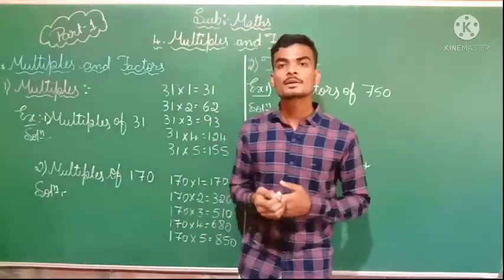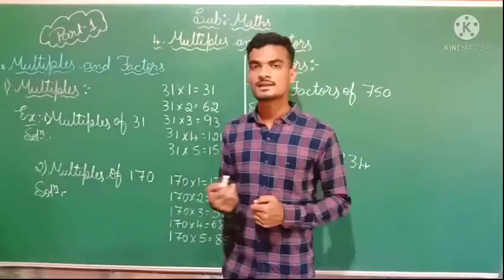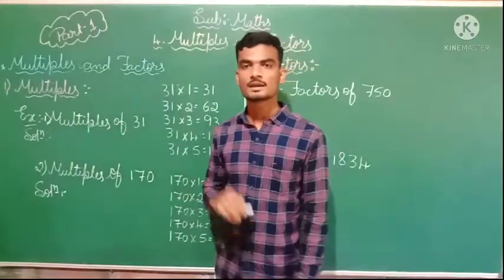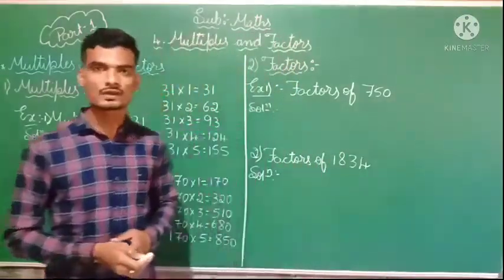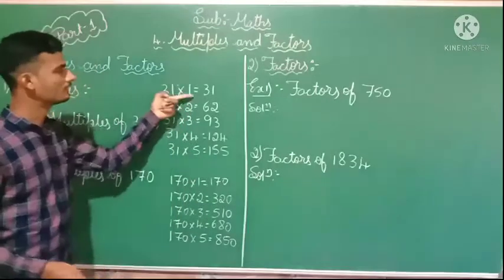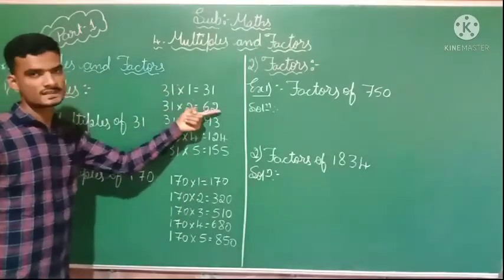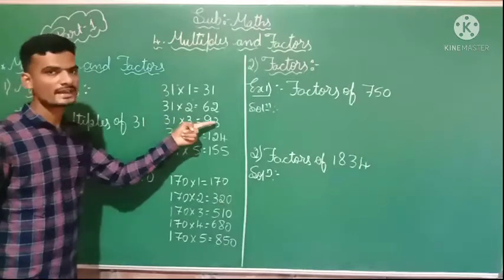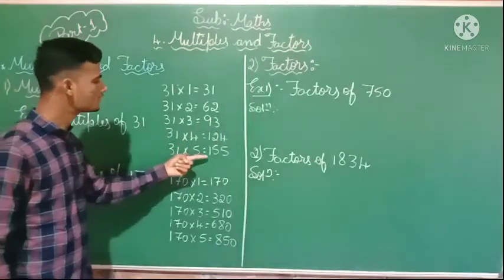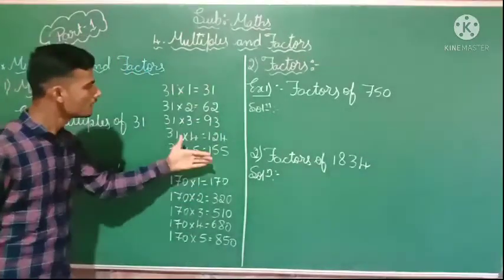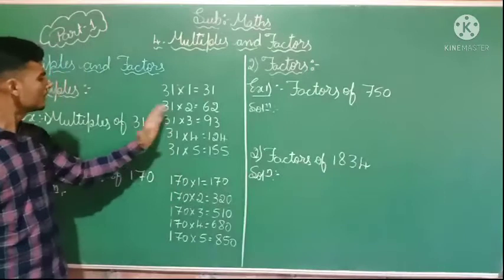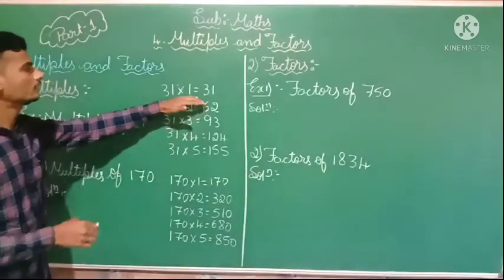Now, how will the problem arise for these multiples? For example, I have taken multiples of 31. How do you solve it? You write the table of 31 itself. 31 ones are 31, 31 into 2 is 62, 31 into 3 is equal to 93, 31 into 4 is equal to 124, 31 into 5 is equal to 155. In this way we find the multiples of a given number. It is not necessary to write the full table here.